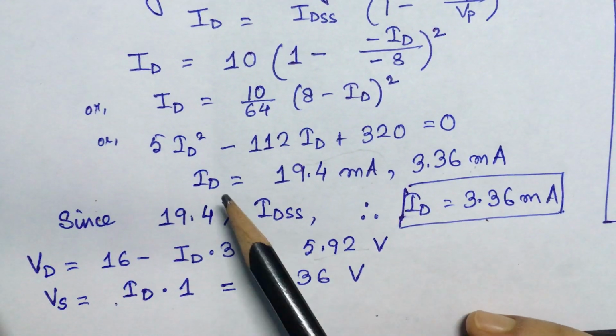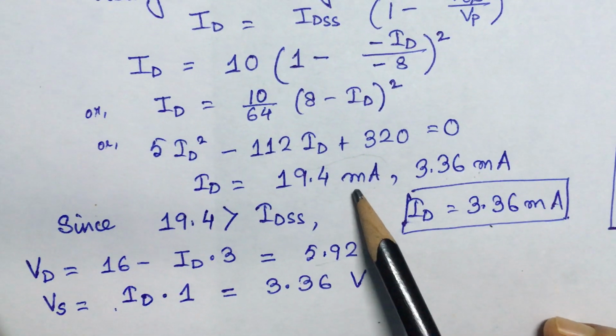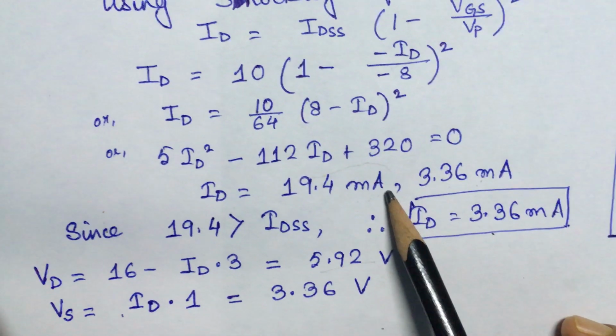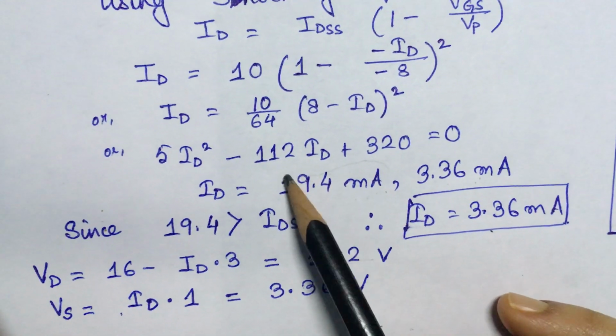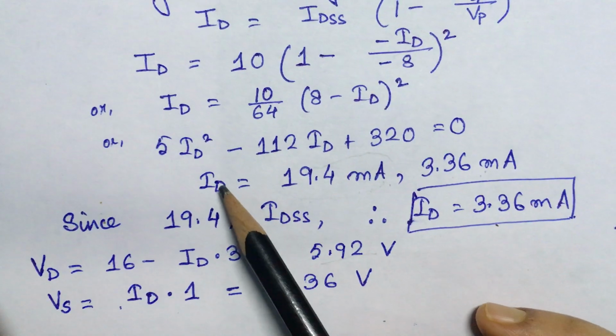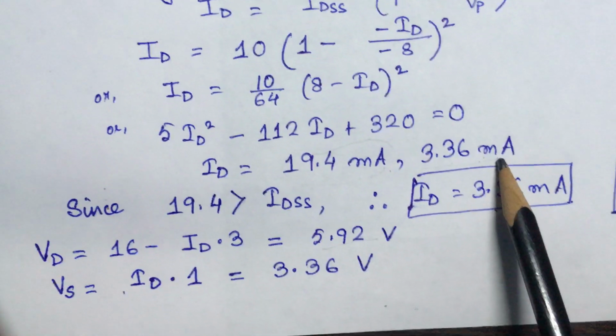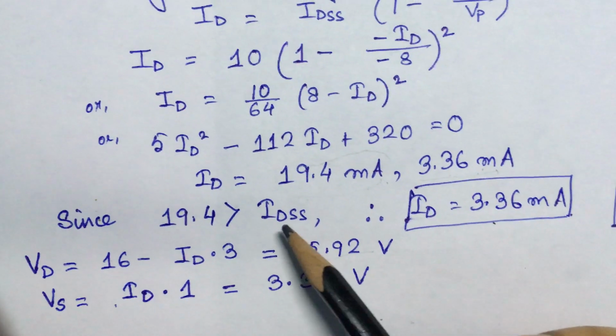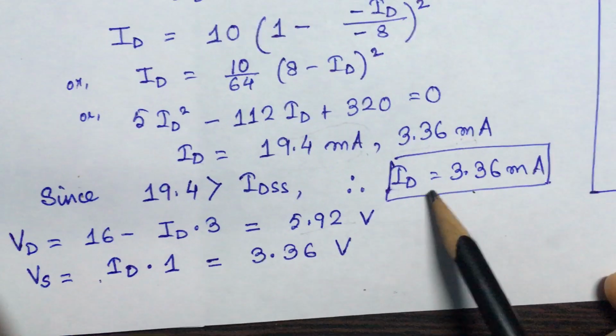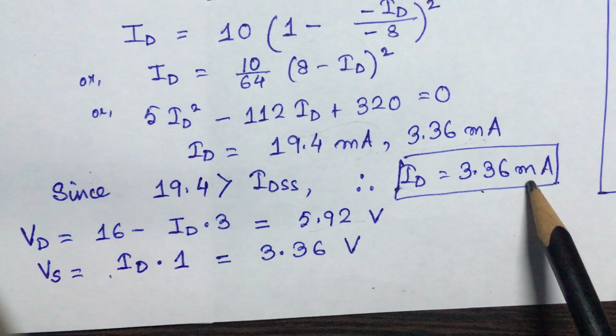Since the value of the drain current is going to be limited by IDSS, which is 10 milliampere, we can reject this value and we can say that the drain current ID is equal to 3.36 milliamperes, because ID cannot be greater than IDSS. So ID is 3.36 milliampere.